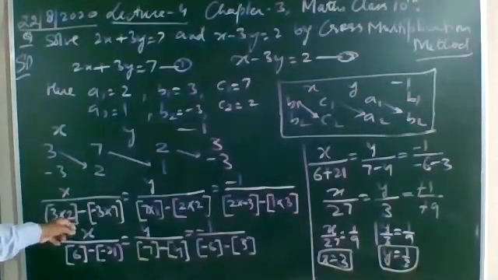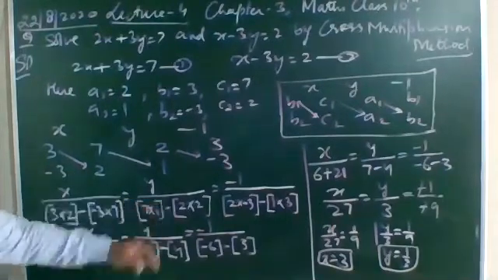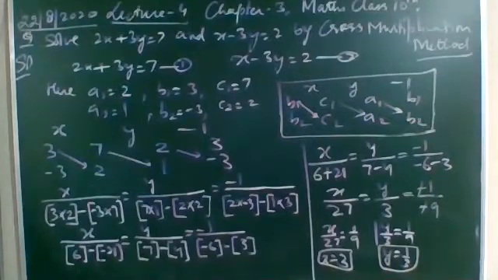3 into 2, 6 minus 3 into 7, y upon 7 into 1 minus 2 into 2. So this type of equations you can do. So cross multiplication method, no problem.